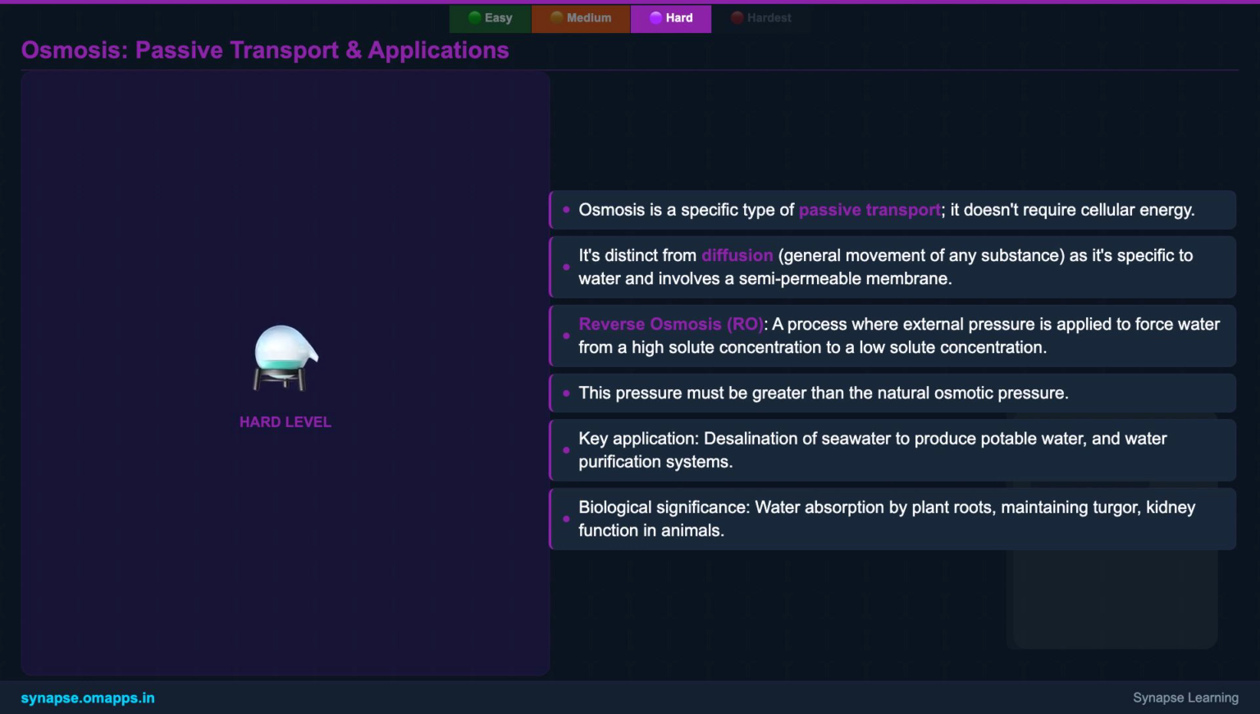A fascinating application stemming from osmosis is reverse osmosis, or RO. Here, an external pressure greater than the natural osmotic pressure is applied to force water to move against its natural gradient, from a region of high solute concentration to a region of lower solute concentration. This principle is widely used in desalination plants to purify seawater, making it drinkable. Biologically, osmosis is vital for plant root water absorption, maintaining cell turgor, and crucial functions in animal kidneys and intestines.